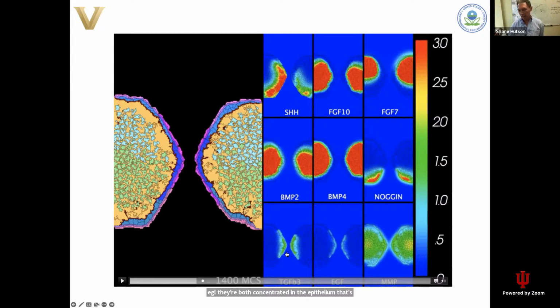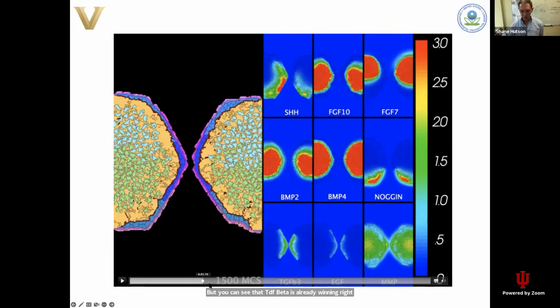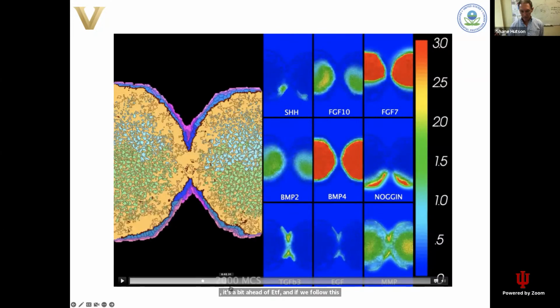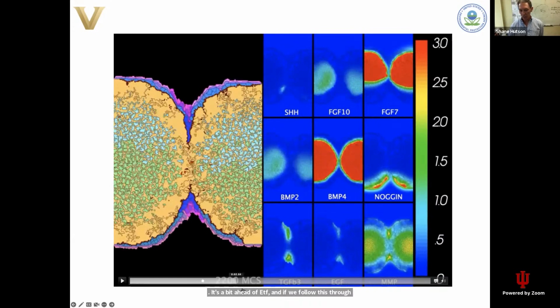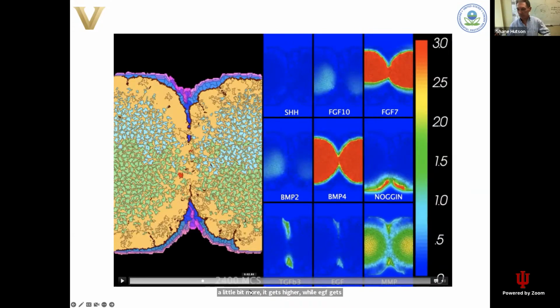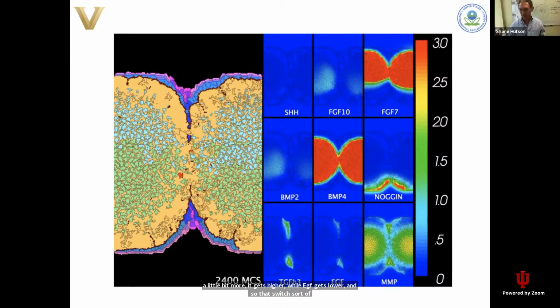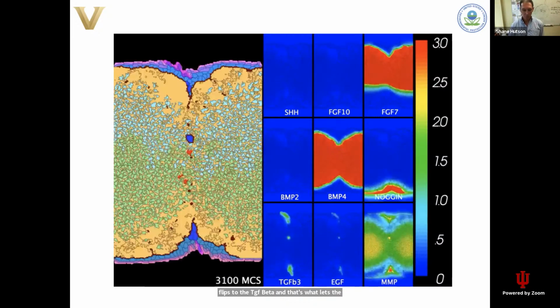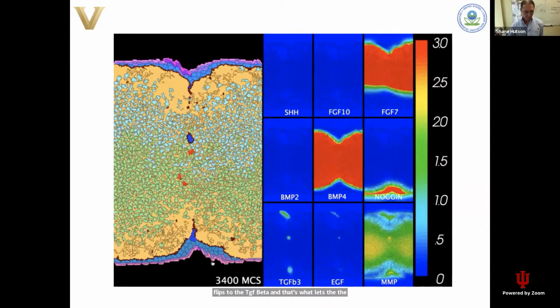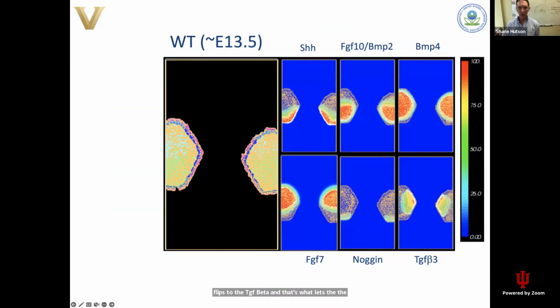But you can see that TGF beta is already winning, right? It's a bit ahead of EGF. And if we follow this through a little bit more, it gets higher while EGF gets lower. And so that switch sort of flips to the TGF beta, and that's what lets the medial epithelial seam disappear as this moves forward. All right.